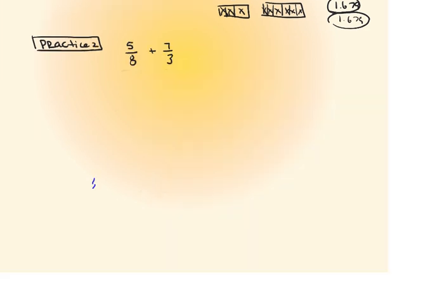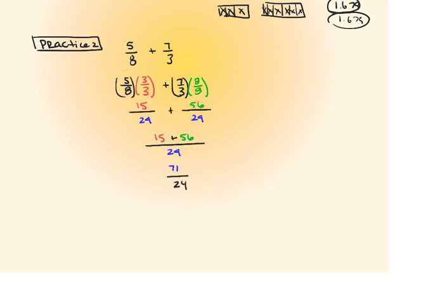Okay, practice number 2. 5/8 plus 7/3. Go ahead, work it, come back and see how you did. Okay, check your work. How'd you do? Did you get your 71/24ths? If not, can you find your mistake? And if you can find your mistake, can you fix it?